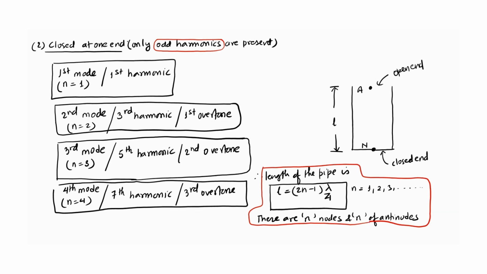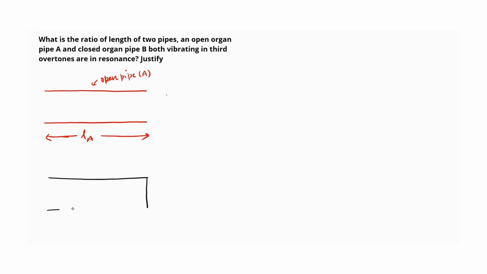Now let us come to this numerical, okay. We are asked to find the ratio of length of two pipes, an open organ pipe A. So we have open organ pipe. So I'm drawing over here. Open organ pipe. I'm writing in short, and let the length of this pipe be LA, pipe A. And next, we have closed organ pipe B. So I'm drawing over here. Clear? We have closed organ pipe.